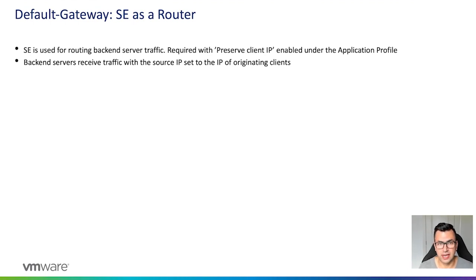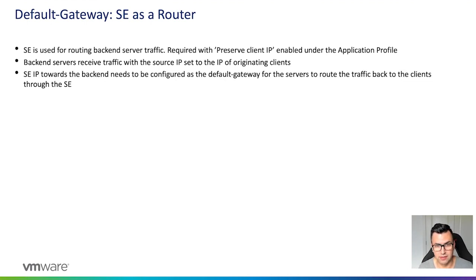So in this case, we have to configure the service engine as the default gateway for those servers. We'll have to modify the backend server network configuration. And then when it goes back to the service engine, it will act as a router and will know how to reach the client and deliver the communication back to it.